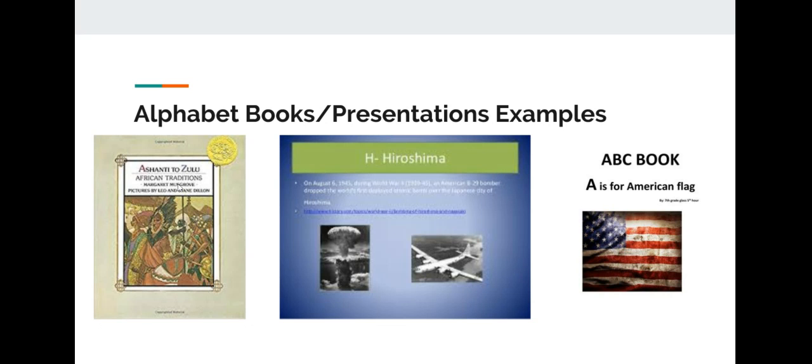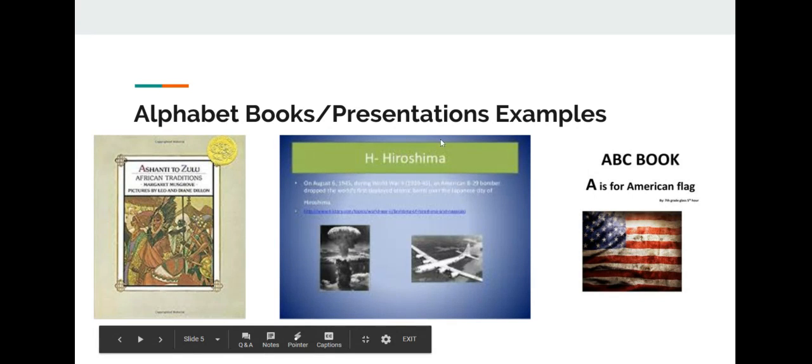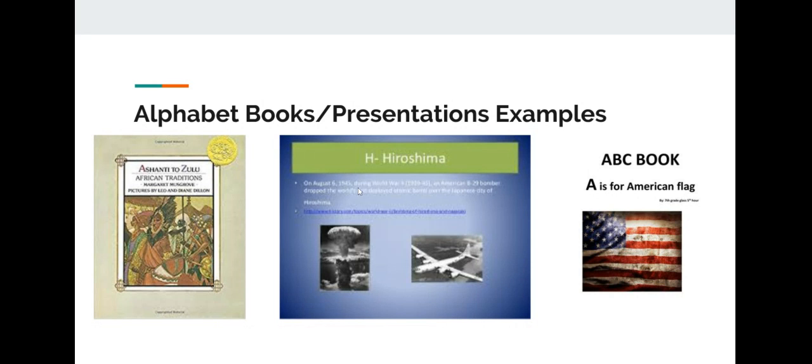So for my examples, something kind of way more advanced would be this African Traditions book that I found a picture of online, Ashanti to Zulu. So the book has a page about Ashanti, information about the Ashanti, and then it goes on until it reaches Zulu. This is something more of what I would be looking for, kind of after a World War II unit. I would use this kind of more as a summative piece.